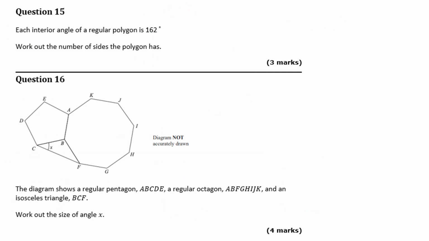Angles and polygons didn't come up on the first paper, so let's have a look at that. The interior angles on a polygon, there's a formula for that. It's n, the number of sides, take away 2, times 180. That is the sum of the interior angles.